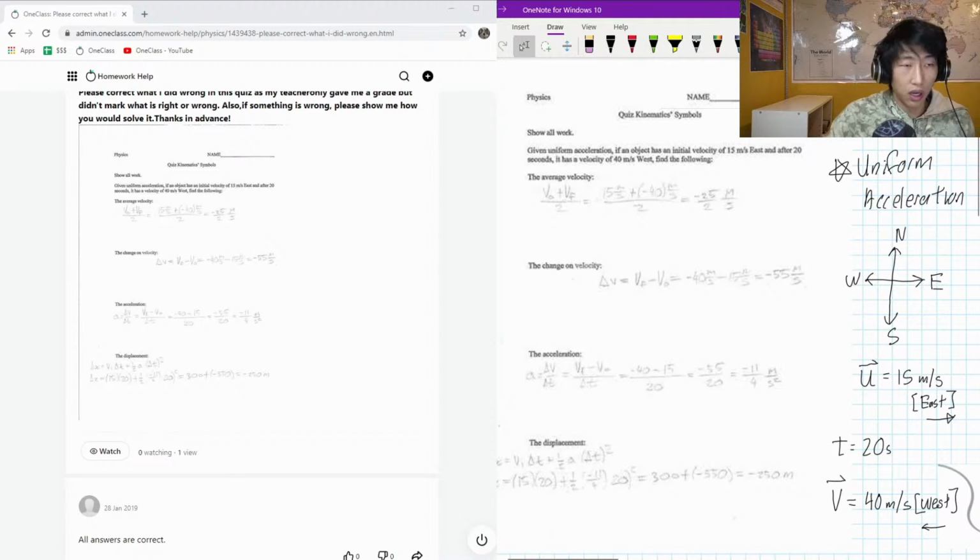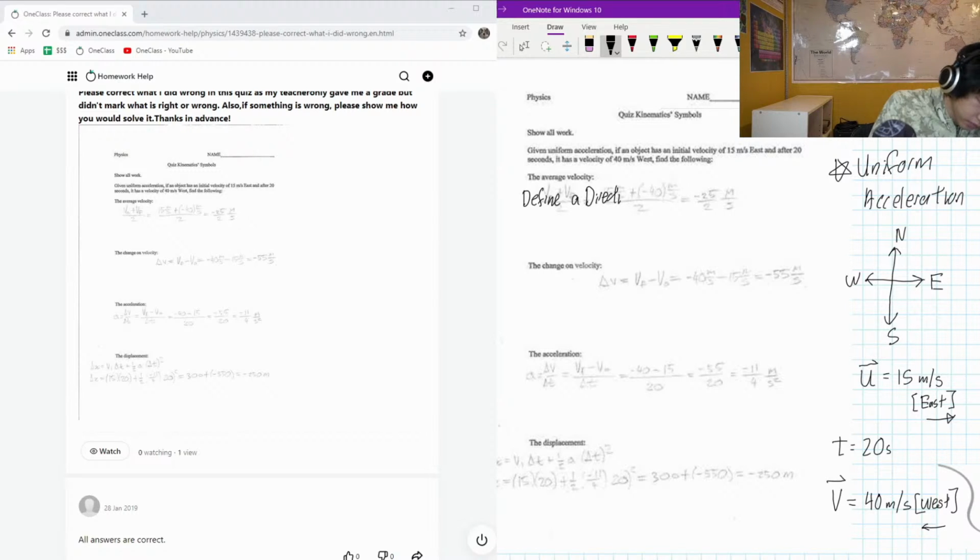The first thing it's asking is the average velocity here. Keep in mind that our velocity initially is towards the east, and then over some time we made a whole U-turn and switched our directions. So the first thing we need to do is define a direction. It seems like you've done your math well, person asking this, but I'm going to write on top of it just to show why it's completely right and why you are a physics rock star.